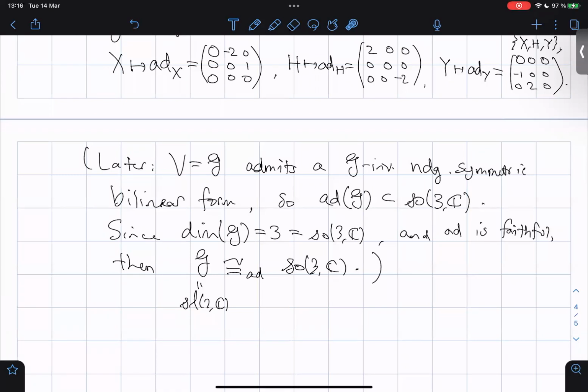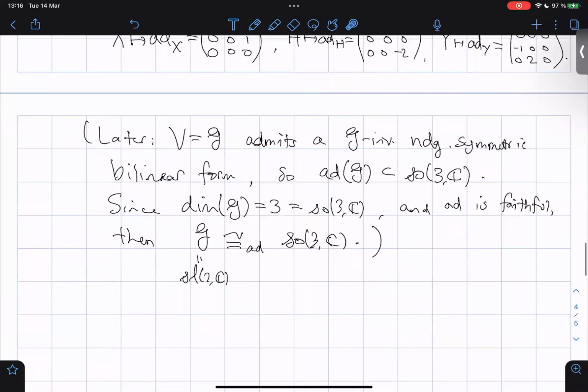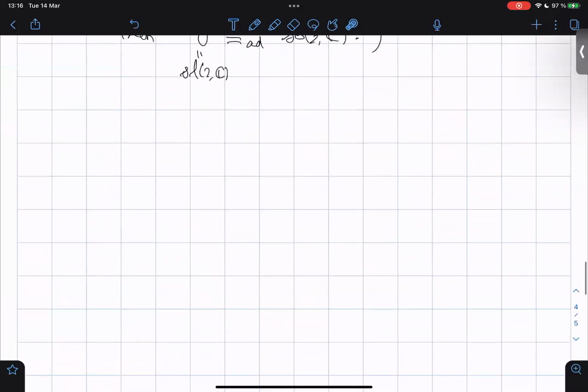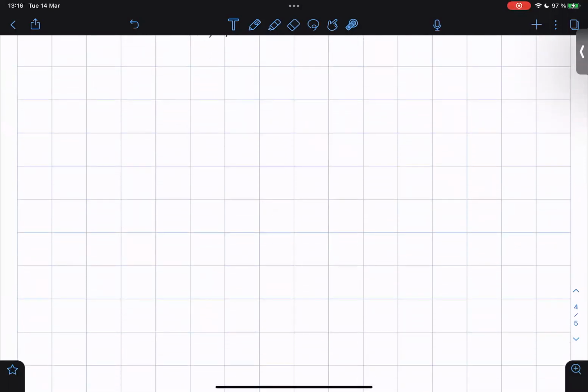Okay, so let's continue. Let me put up an exercise, just to get a feel for these representations.